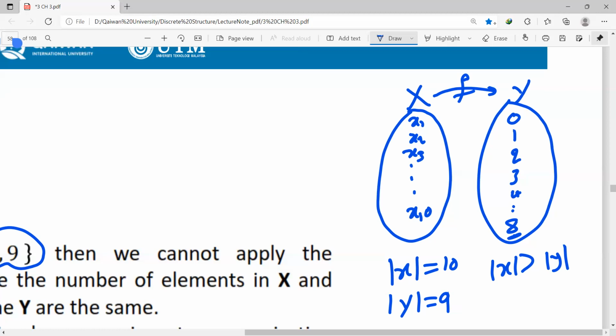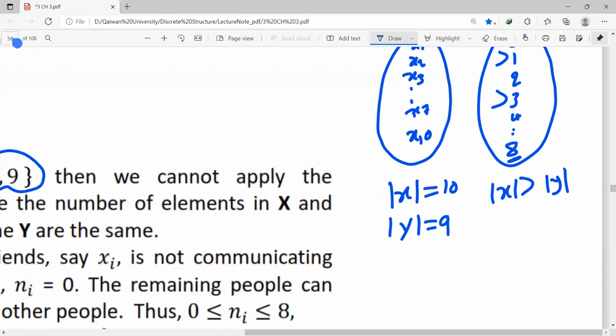Let's say we may have these 2 elements which go to the same number. We may have another 2. Let's say here we have x7. x7 and x3 go to 3. That means here x3 and x7 are communicating with 3 people. We just apply the principle.